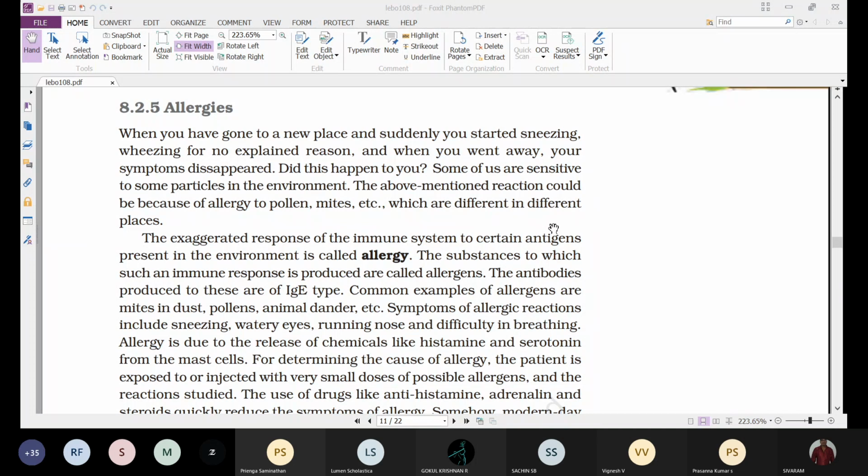Okay, ma'am. And the next one is allergies. It is also an immune response. Allergies are also a type of immune response. That's why we'll discuss this allergy under immunity only.